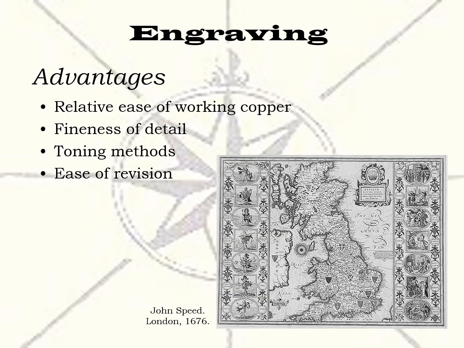So what are the advantages of engraved maps? Well, first, it was relatively easy to work the copper, the material allowing the engraving of curves and lettering and so forth. It was also possible to get very fine detail. And it was possible to engrave areas of toning by the use of hatching, stipple, and so forth. Finally, it was relatively easy to make revisions. All you needed to do was beat out the surface to smooth it out, polish it, and then re-engrave.